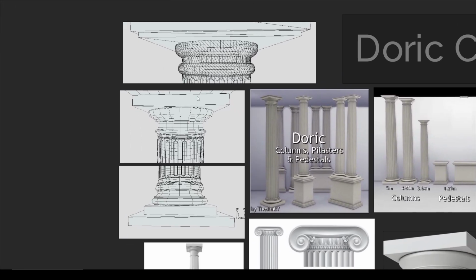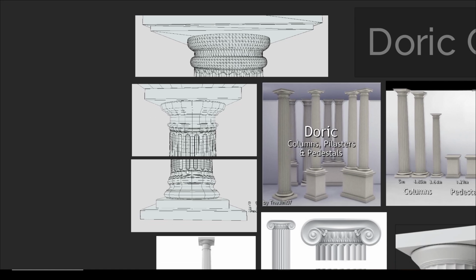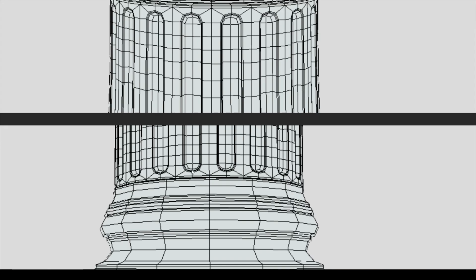I've also got some wireframes from Sketchfab, just to have a look to see what other people were doing, how they were doing the fluting. It looks like from here they were just using bevels and then sectioning the bottom bit. So I think that's one, two, three, that's four sections.